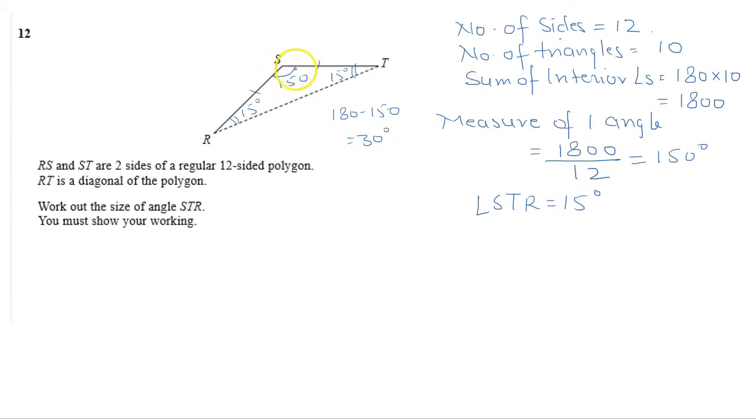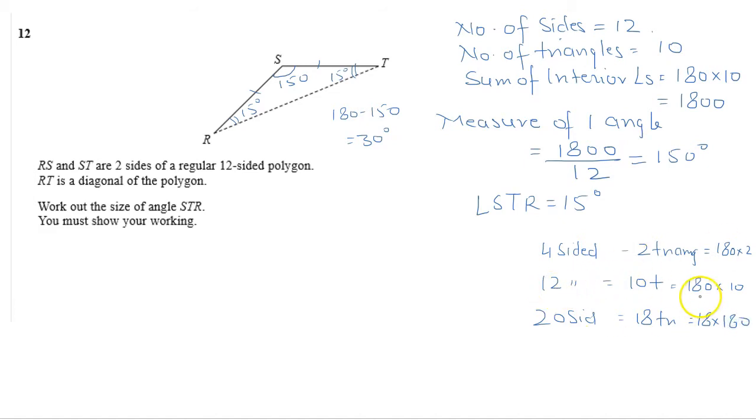Whenever you want to know the interior angle of any polygon, you should know the number of sides. If it is four-sided, it means there are two triangles. So the sum of angles will be 180 times 2. If it is 12-sided, there are 10 triangles. So that is 180 times 10. If it is 20-sided, there are 18 triangles. So that is 18 multiplied by 180. And to find each angle, you divide this by 12. You divide this by 4. You divide this by 20. That's how you get this answer.